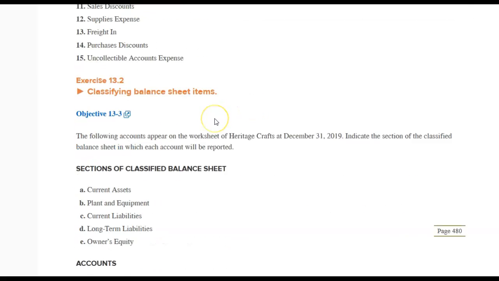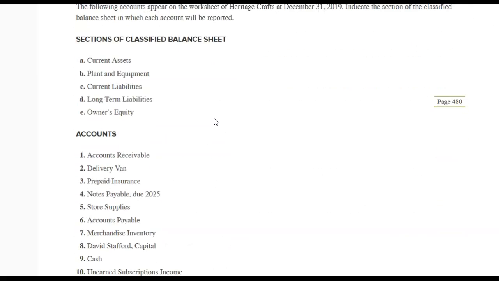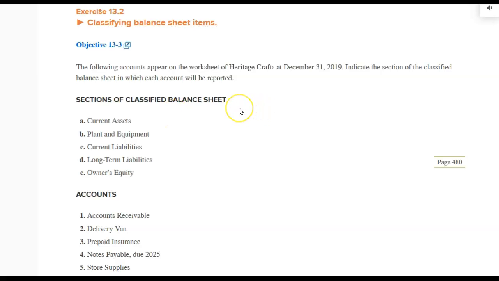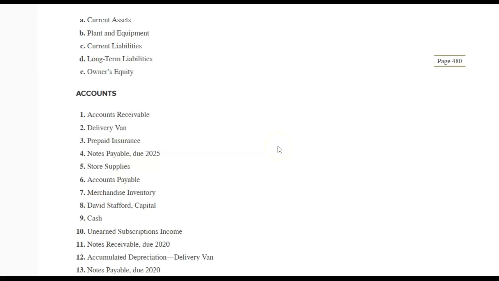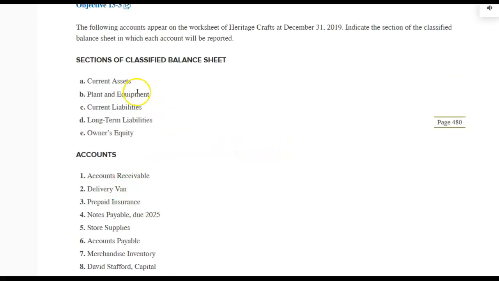Let's move on to the next one, 13.2. The following accounts appear on the worksheet. Indicate the section of the balance sheet that they're reported on. Okay, accounts receivable is a current asset. The delivery van is part of the plant and equipment. The prepaid insurance is a current asset.